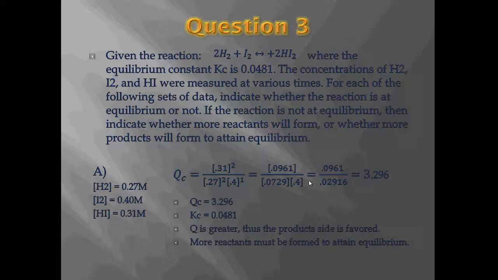The answer is simple. Simply plug all the numbers into the reaction quotient formula, which is products over reactants. Qc ends up being 3.296. Kc, as we know from before, is equal to 0.0481. Q is greater. Thus, the reaction is not at equilibrium. Instead, the product side is favored. More reactants must be formed in order for this reaction to attain equilibrium.